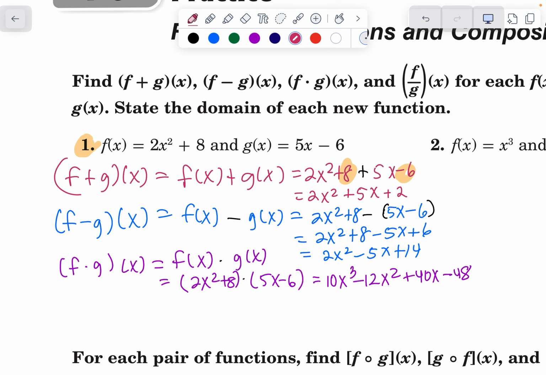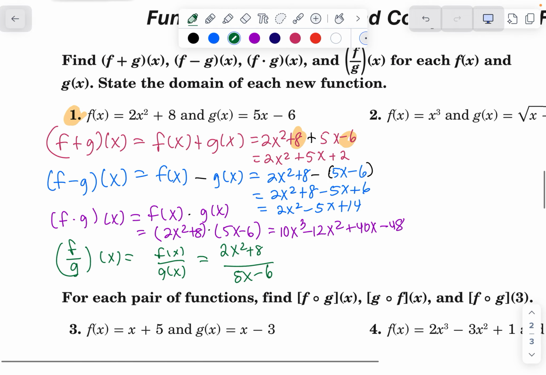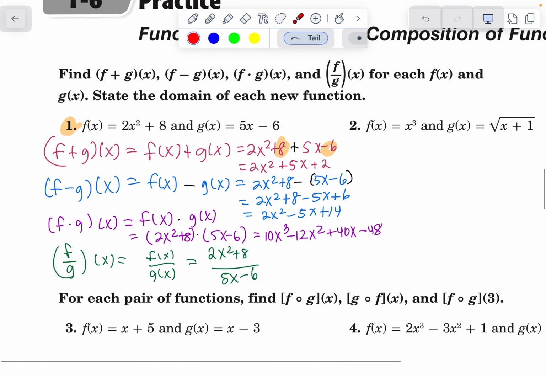And then lastly, it was f divided by g of x. And that's just f of x divided by g of x. And so you just write the f function on top of your fraction, write the g of x function on the bottom. Now, all of these functions' domains are all real numbers, and the same thing holds true for the answer except for this one. If you divide, 5x minus 6 is not allowed to equal 0. And that's the only value that gets thrown out.